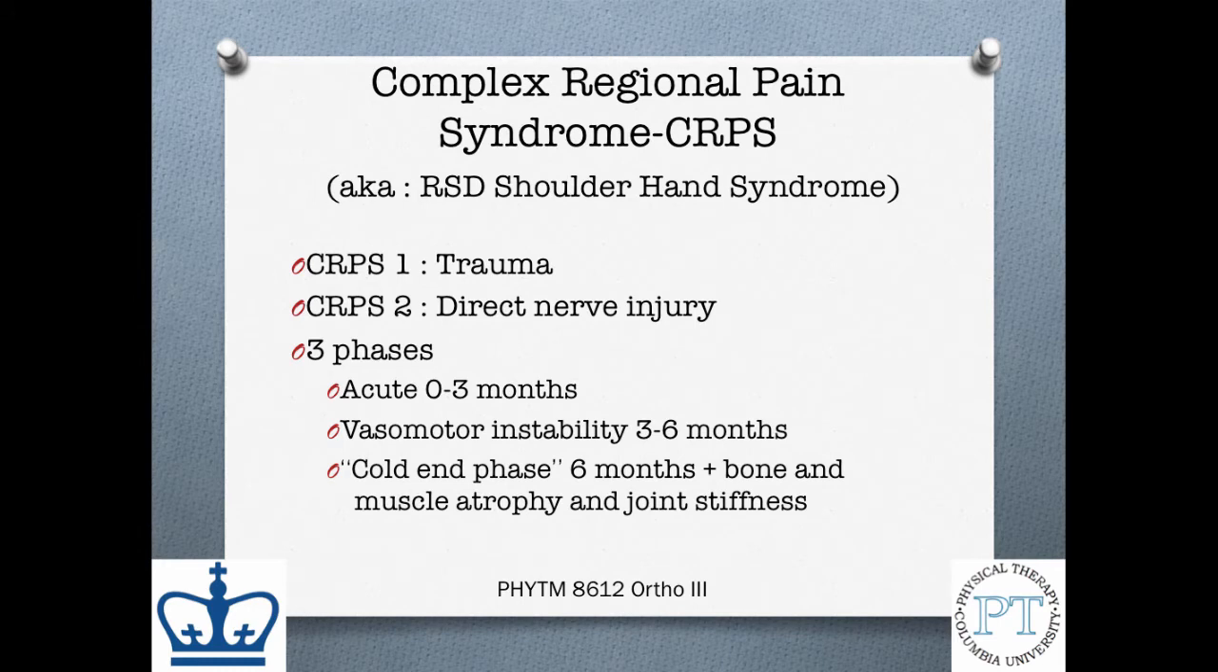As I mentioned, we were going to talk about complex regional pain syndrome, or CRPS. You still may read that this is referred to as RSD or shoulder hand syndrome. It can occur as a result of trauma or a direct nerve injury, and it has been described in the literature as having 3 phases, each 3 months in duration. So the acute phase, first 3 months, the vasomotor instability phase, 3 to 6 months, and then the cold end phase, which is beyond 6 months.